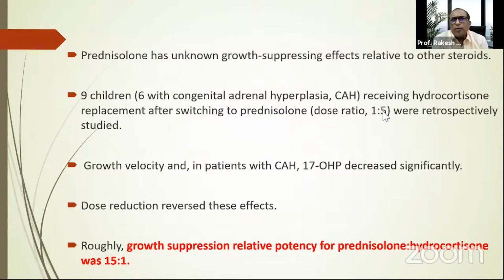So this was a study which was done in 9 children, some of whom were on hydrocortisone early on and shifted to prednisone. And what you could see is that the growth velocity was decreased with the use of prednisone, and roughly growth suppression potency. If you compare prednisone versus hydrocortisone, you find that there's a 15:1 difference in terms of using prednisone versus hydrocortisone.